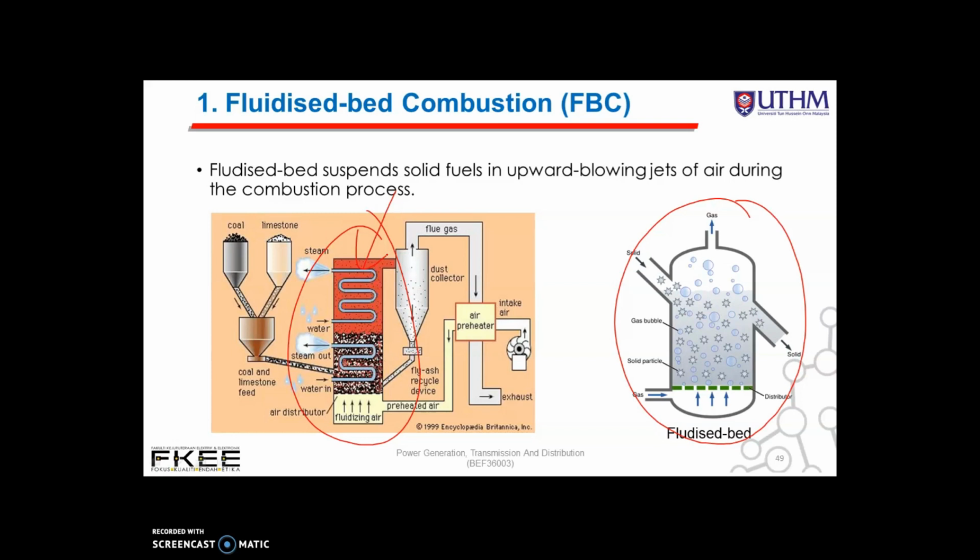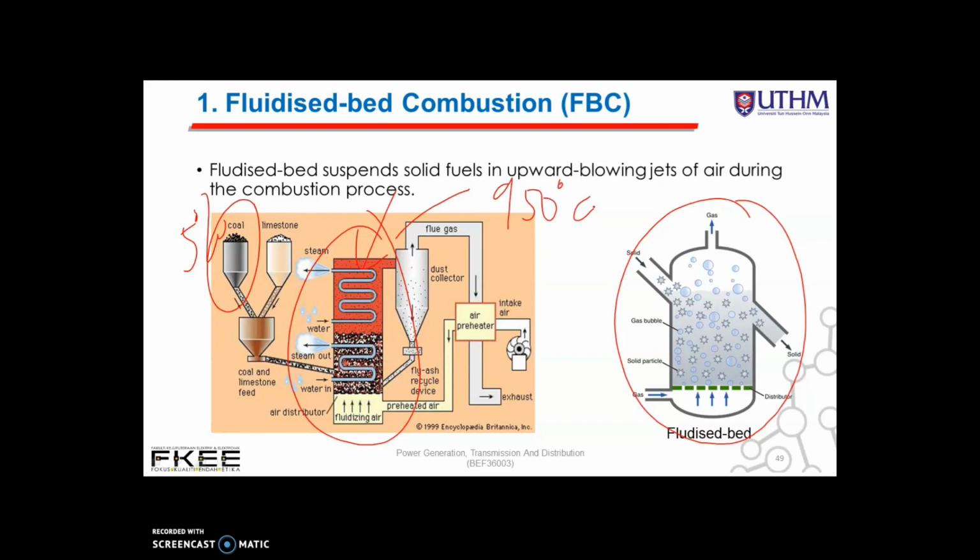Then you can see here, the coal only makes up around 5%. The remainder of the bed is primarily an inert material such as ash and also sand. The temperature in the fluidized bed is around 950 degrees Celsius, significantly lower than the temperature in the traditional coal boiler. Therefore, it can help minimize the production of nitrogen oxide.